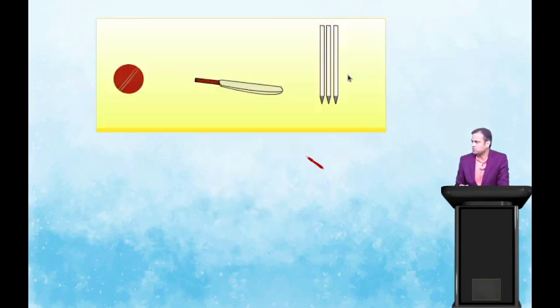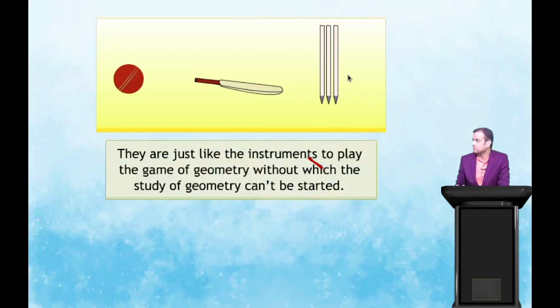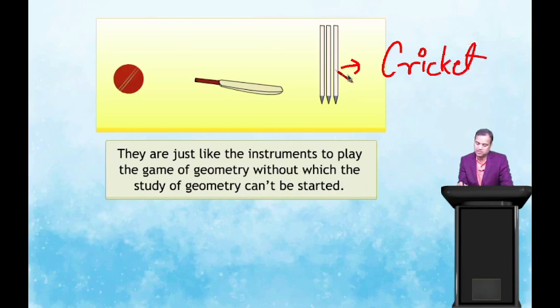Okay, these are also some figures. We all know about these figures. First is ball, bat, and wicket. They are just like the instruments to play the games of geometry, without which the study of geometry can't be started. Like these are the instruments to play cricket. If you want to play cricket, you need a ball, you need a bat, and you need a wicket.